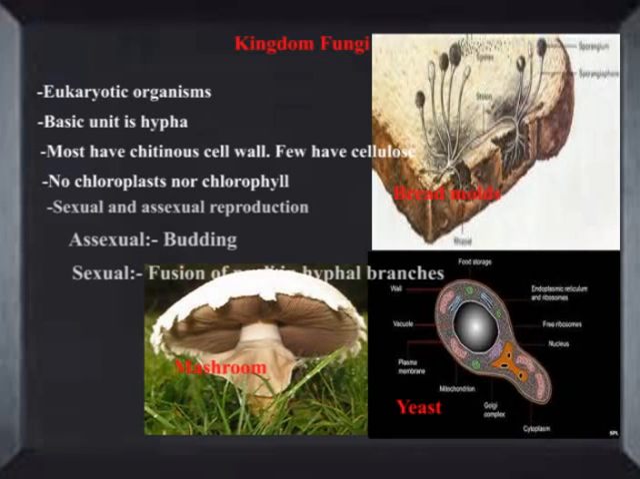The fungi reproduce both asexually and sexually. Asexual reproduction is by spores or budding, as in yeast, whereas sexual reproduction involves the fusion of nuclei in the hyphal branches. Now, examples of fungi include the yeast. We have them on your screen. We also have the Rhizopus, and we have the edible mushroom.